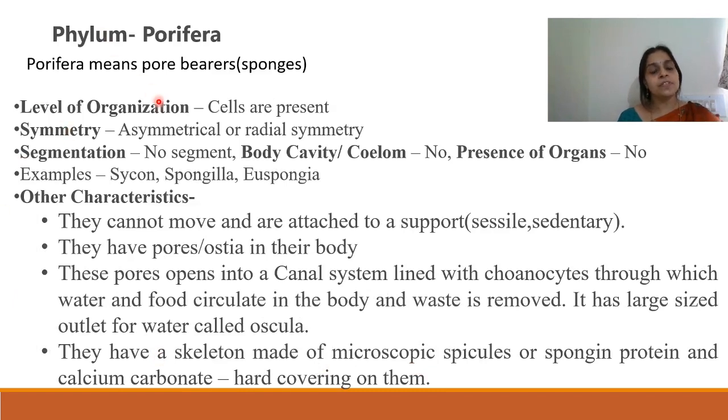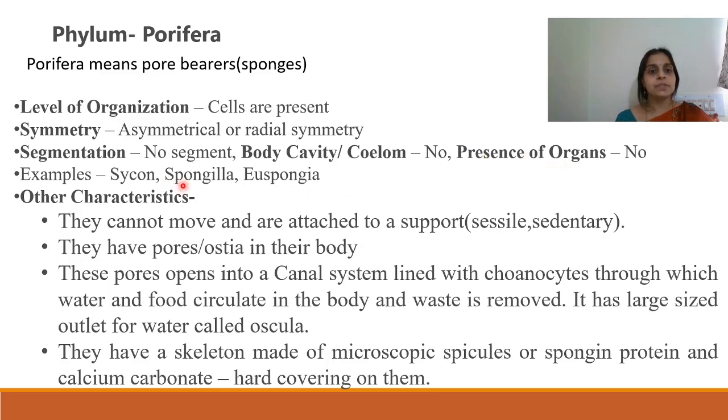So we'll discuss the first one, phylum Porifera. Porifera means they are the pore bearers, especially the sponges. The level of organization is the cellular level, and they possess asymmetrical or radial symmetry. The body is not segmented, so there is no segmentation in the body. And they are acoelomates, so coelom is absent and there is no presence of organs.